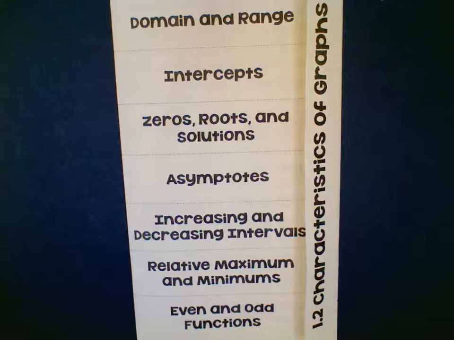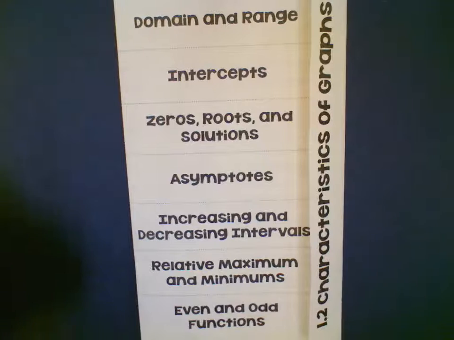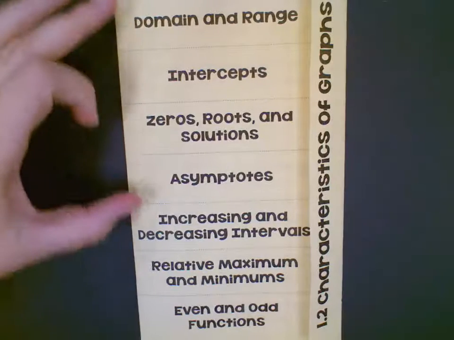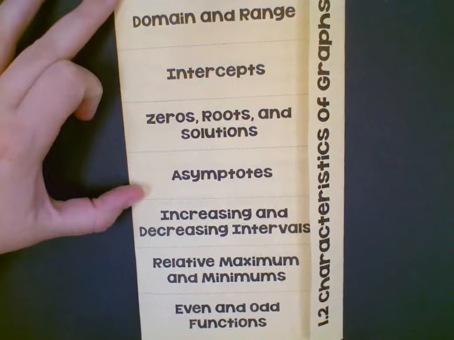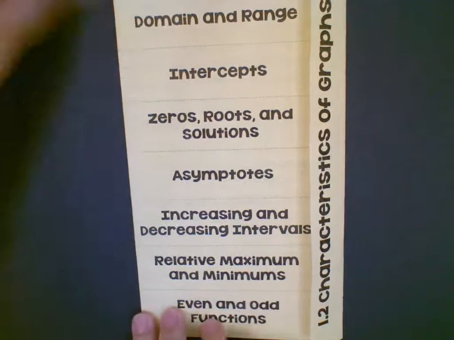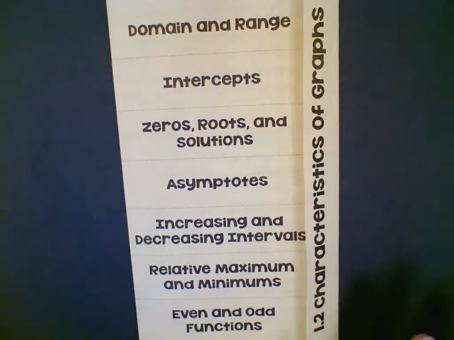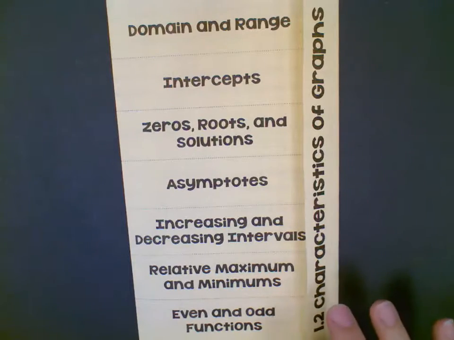So today we are learning about different characteristics of graphs. So basically all of these things, I would say most of them, these first four probably, we should know from algebra 1 and algebra 2. And I'm sorry if you're already tired of me saying that. But we're going to go back over them now a little bit and then learn a few new things.